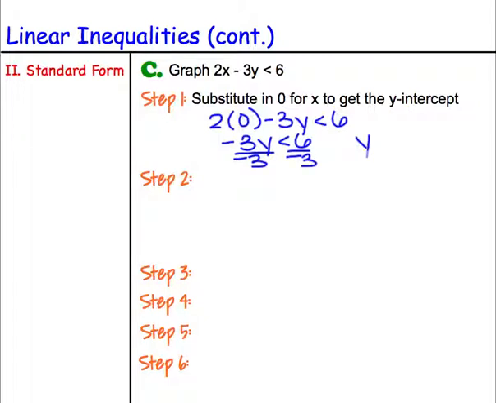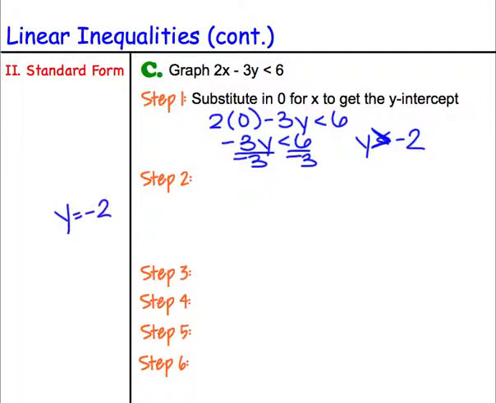And I get that y is going to be less than negative 2, sorry, greater than. The inequality part doesn't matter so much. You can treat it more like an equality at that point. So we've got y equal to negative 2.